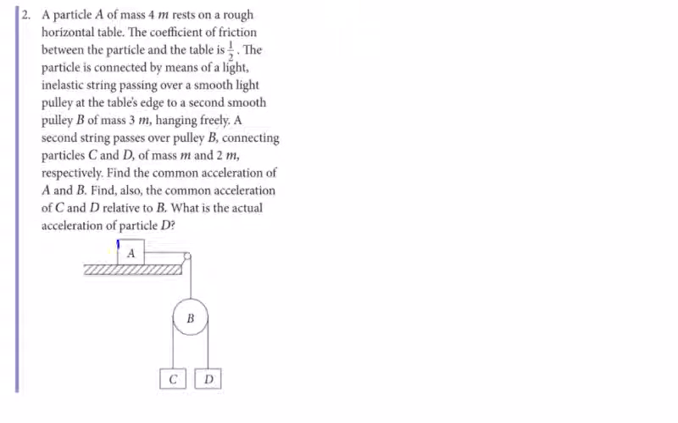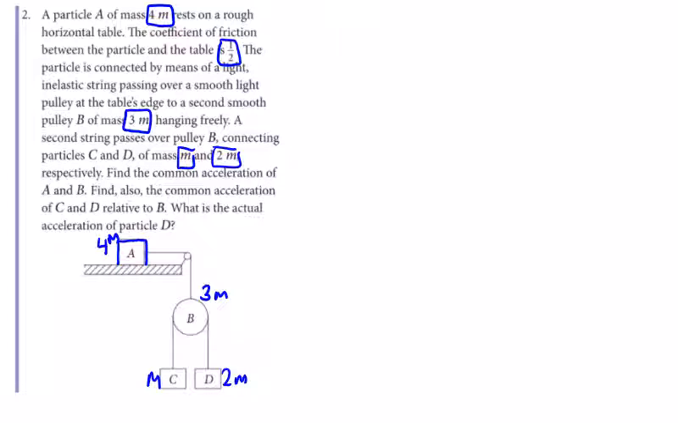These questions have multiple accelerations going on. So we have A on a table and we have mu. A is 4m, B is 3m, C and D are m and 2m. We could call them 1 and 2, but I think it's good maths to put the m's in just to begin anyway.